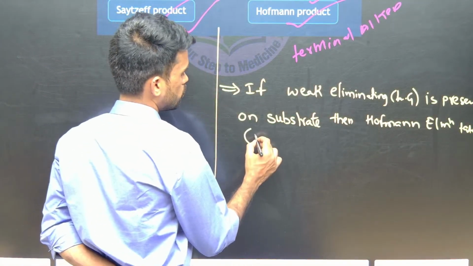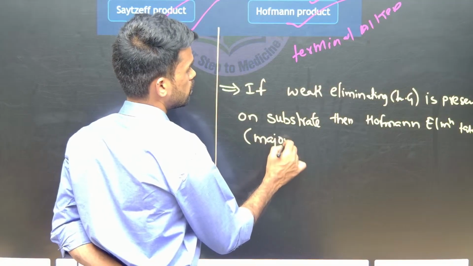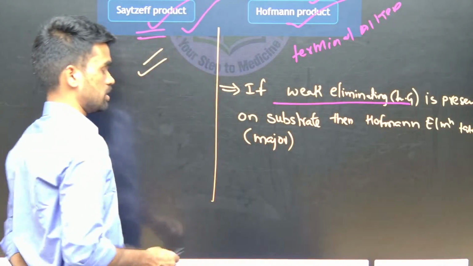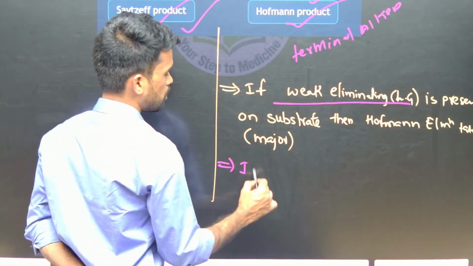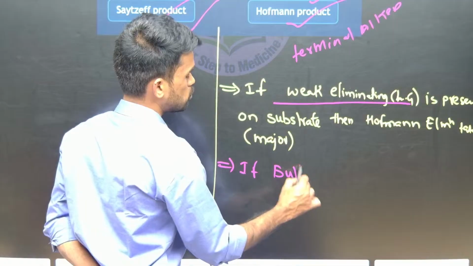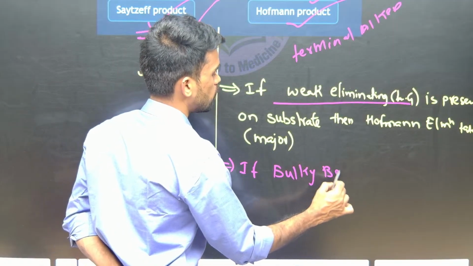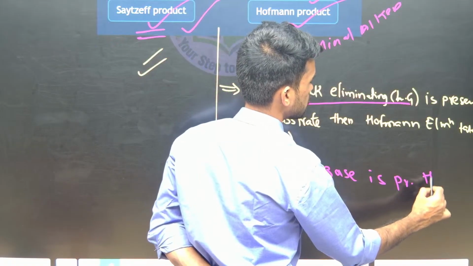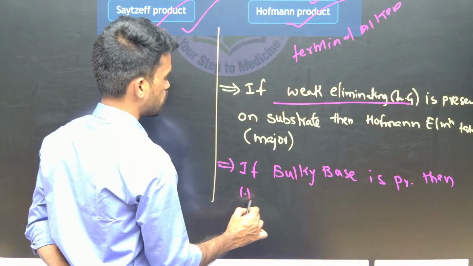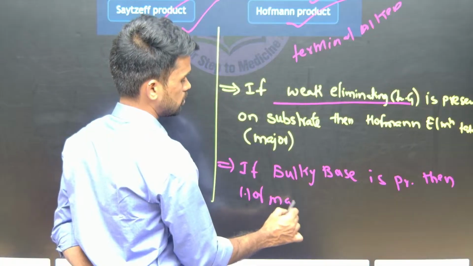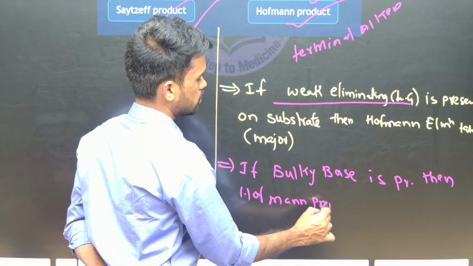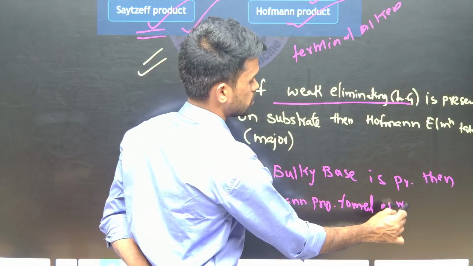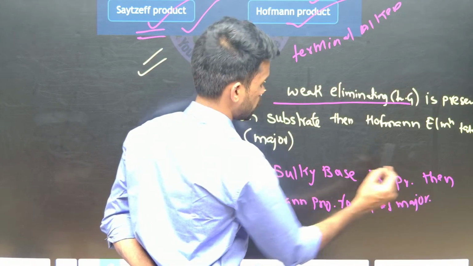Okay, so major product is which one? Hofmann product, when a weak leaving group is present. Or if a bulky base is involved, which one? If a bulky base is present, then Hofmann product is formed as major. Okay, these are the two important points to be remembered.